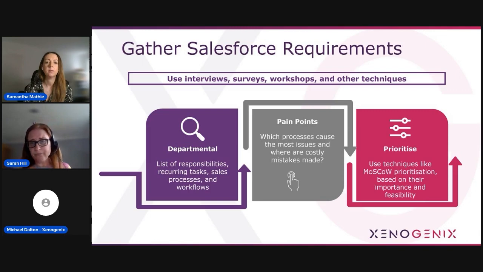So firstly, what you want to do is work with each department that you're bringing onto Salesforce. We typically tend to use workshops to do this. And we want to ask each department to compile a list of their responsibilities. So what recurring tasks do they have to do on a day-to-day basis? What are their processes in their department? And which processes also cause the most issues, and which processes sometimes lead to costly mistakes being made. Because at this point you can kind of think about, could any of those costly mistakes be avoided through automating some of the tasks?